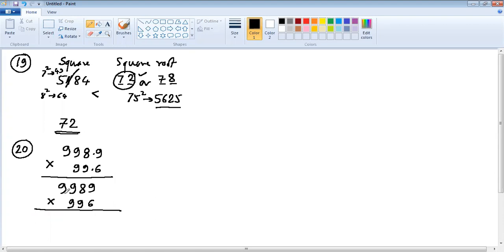9,989 is near to 10,000 and 996 is near to 1000. But we want the same base, and for that what you do is multiply this by 10. If you multiply by 10, then it will be 9960, so it will be near to 10,000. But you cannot just multiply by 10. In the final answer you should divide by 10.